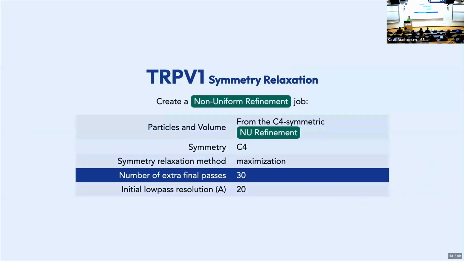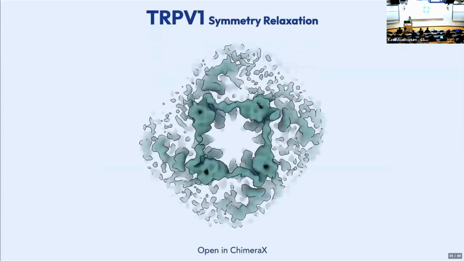The reason being, this linker is very, very small. And so I expect it to be hard to pull it apart, right? It's so small relative to the rest of the ion channel that I wanna give a lot of extra time for the algorithm to figure out that there's only two linkers here, all right? And then finally, an initial low pass resolution of 20 angstroms, which is a bit higher frequency than the default. This did not work at all, okay?